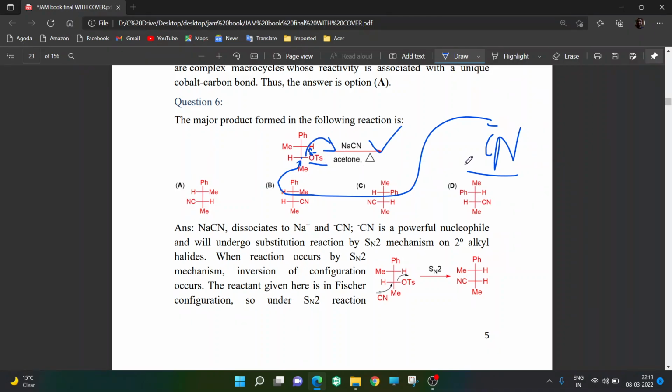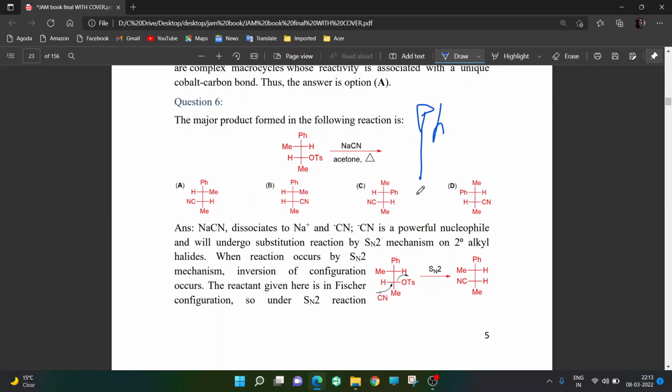So we know once SN2 reaction happens, there will be inversion of configuration. So ideally the product will be this. Ph will be here, Me will be down, and the top part we are not touching. So the top part remains the same, there is no change in configuration. Whereas down, inversion of configuration happens. So OTs is on the right side, so CN will come on the left side and H will go on the right side, because the incoming CN group will push the hydrogen to the other side.